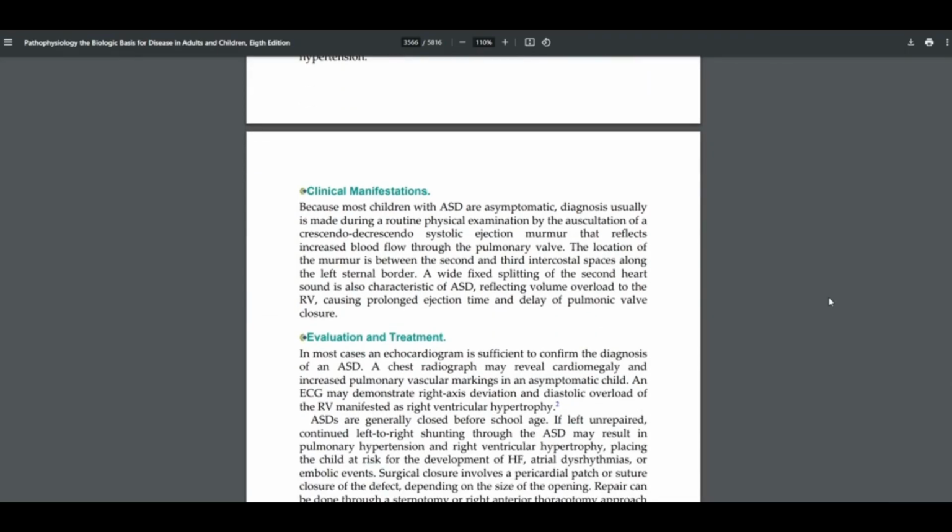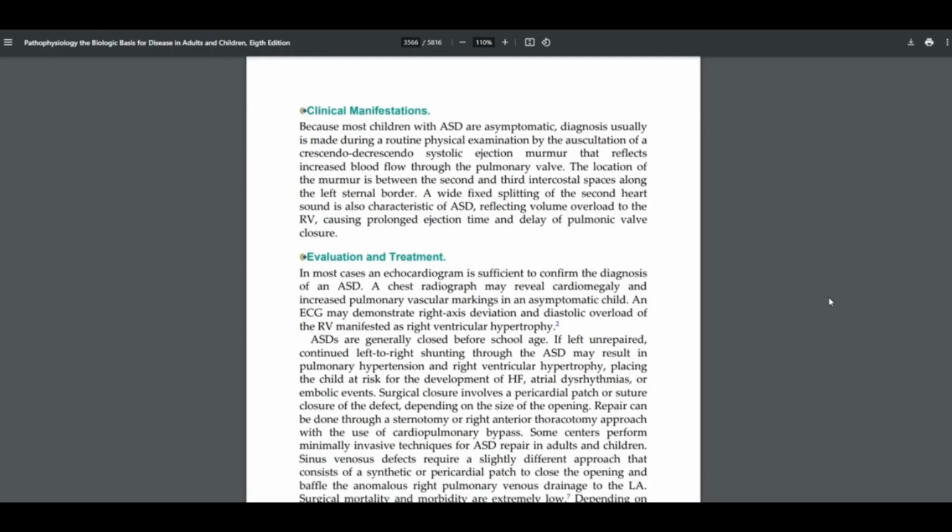So what clinical manifestations do we see? Well, because most children with ASD are asymptomatic, diagnosis usually is made during a routine physical exam by the auscultation of a crescendo-decrescendo systolic ejection murmur that reflects increased blood flow through the pulmonary valve. The location of the murmur is between the second and third intercostal space along the left sternal border.